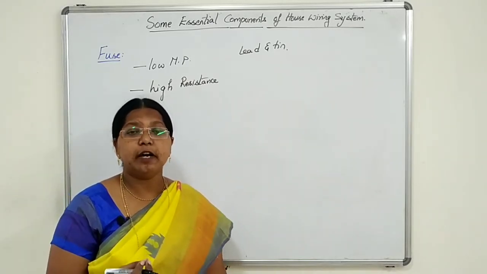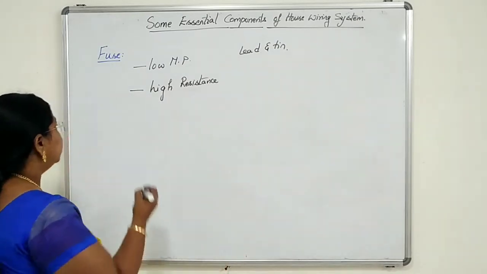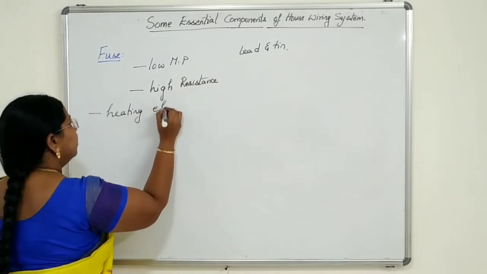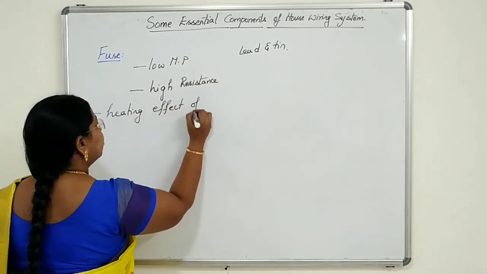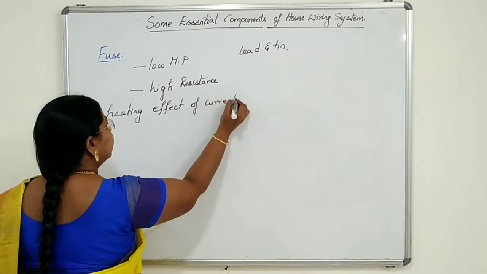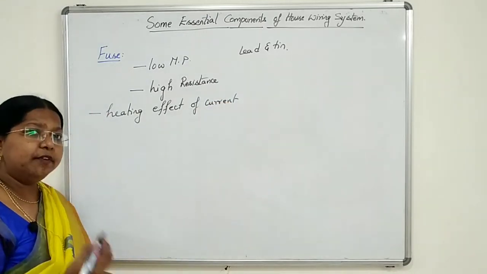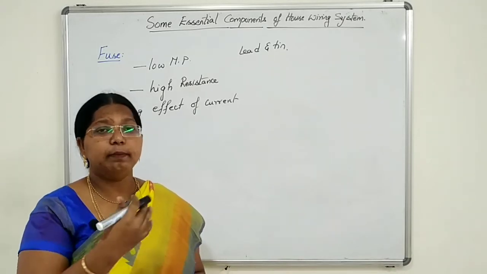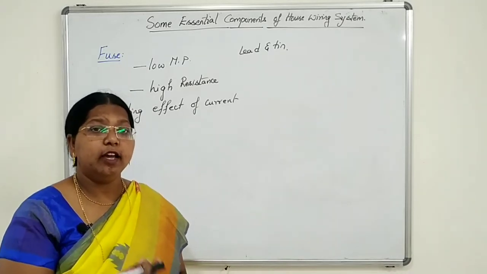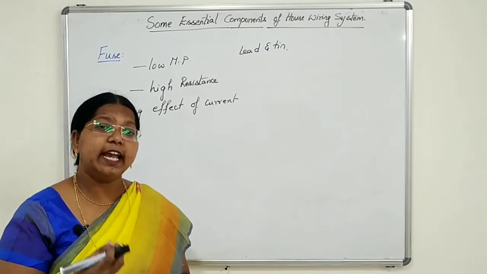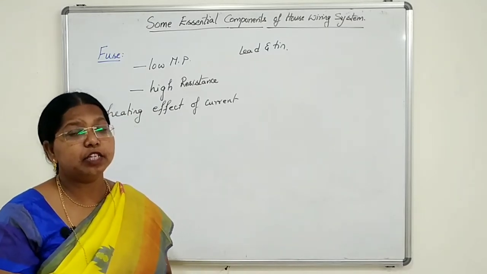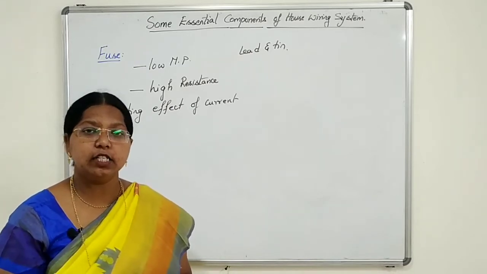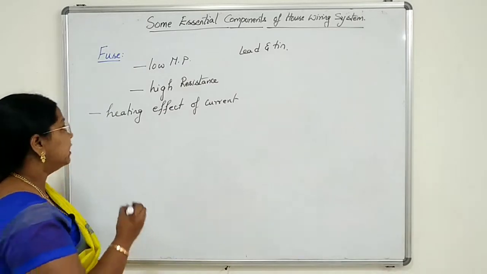Next, moving on to the principle of fuse. This fuse wire works on the principle of heating effect of current. So whenever high voltage, high potential or current passes through the fuse wire, its temperature increases, it gets heated up. When its temperature increases, it will melt and break and disconnect the circuit.